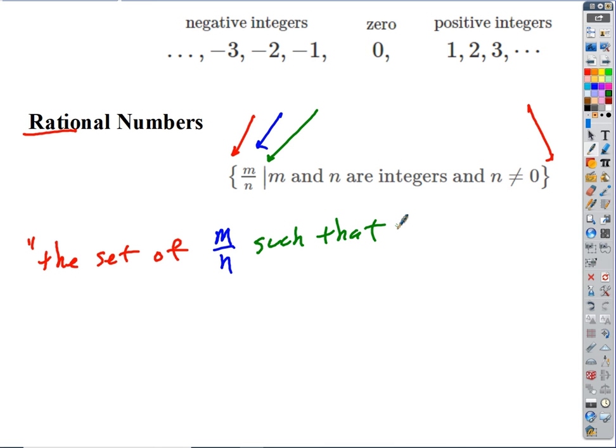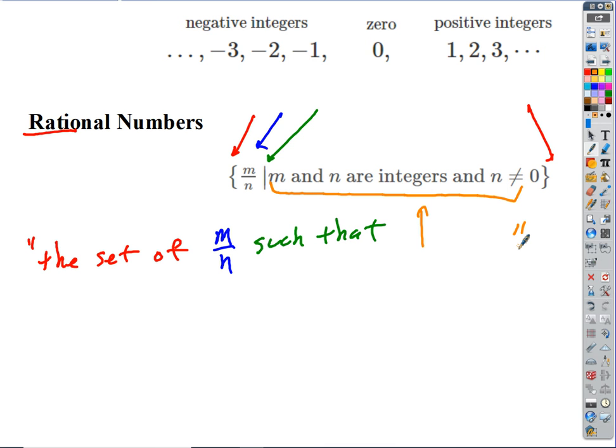You could say if or such that. I always say such that because it just seems like it flows better. You could even say something like with the condition that, or if, or something along those lines, and then we just get the rest of it, which is just the statement that follows that. So we'd read that as the set of m divided by n such that m and n are integers and n does not equal 0.